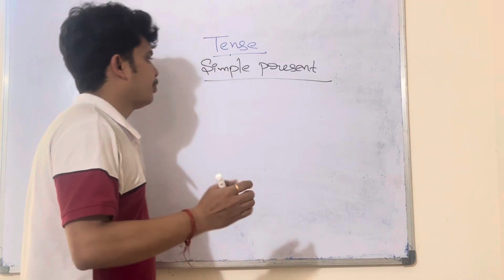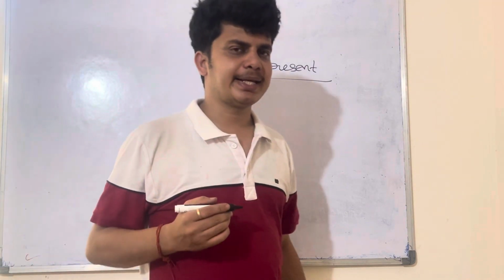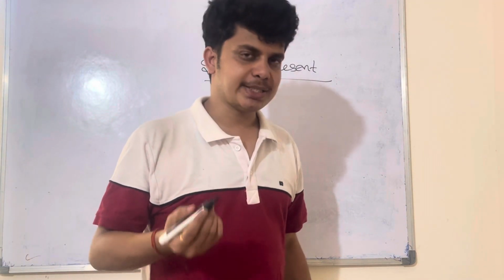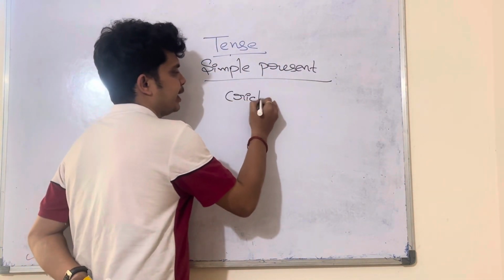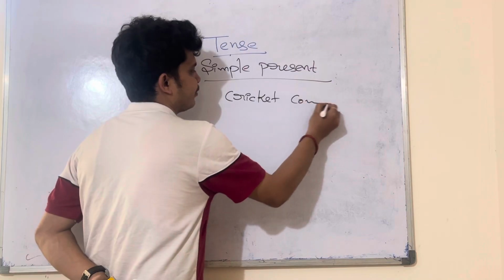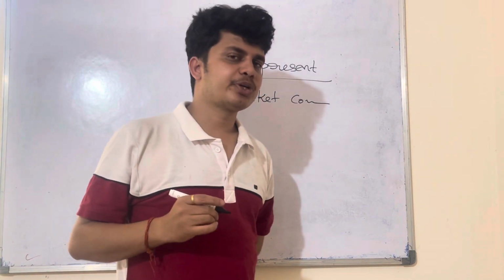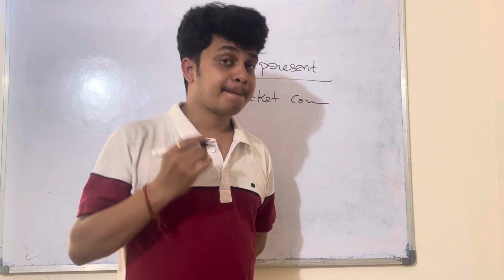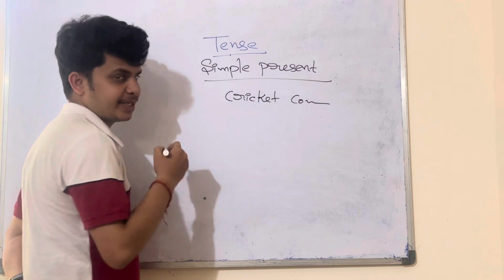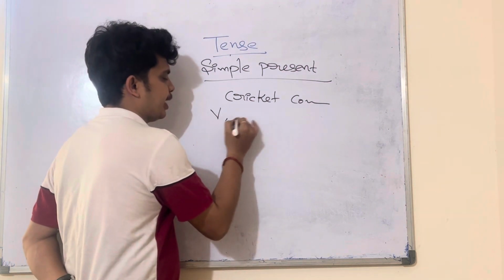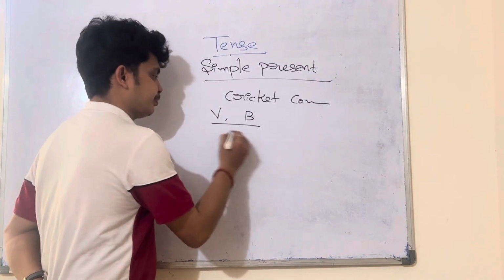Okay. Now let's talk about where else we can use it. Do you like playing cricket or watching cricket? If yes, let me tell you. There is something called cricket commentary. And do you know which tense is used for cricket commentary? Yes, it's simple present. Let's take two cricketers, let's say Virat and Bumrah. Okay, so how does it start?